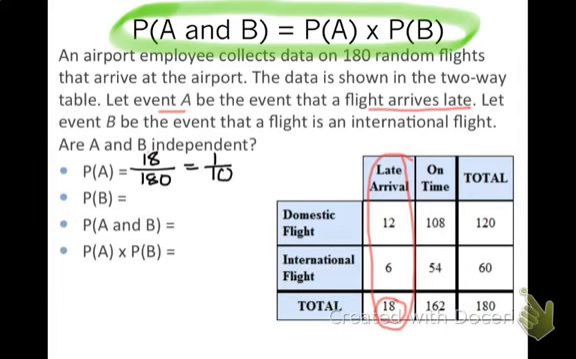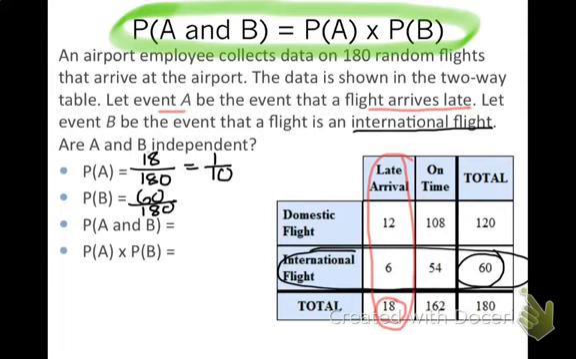Keep in mind your denominator has to be your total. And our total is 180. So let's look at the probability of B. And B is that a flight is international. So let's look at the international row, and that's 60. So that's 60 out of 180, which is equal to 1/3.